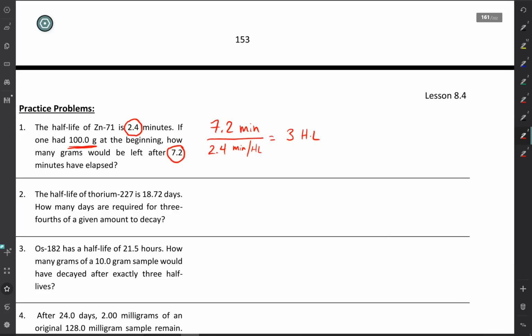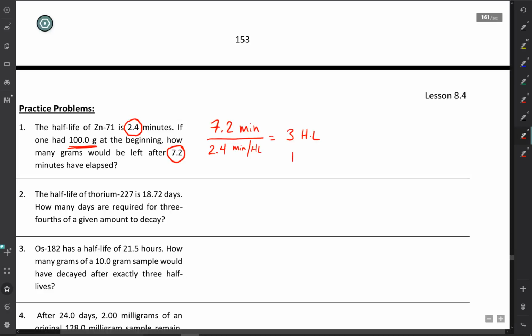The way I like to show this is I'll start off with my 100 grams. And a half-life cuts everything in half, so I'm just going to divide by 2. I put an arrow. 100 divided by 2, that's math I can handle, is 50 grams. Well, that's 1 half-life. Let's go through a second. I'll divide that by 2 again. I get 25.0 grams. 1 half-life, 2 half-lives. Let's divide by 2 one more time to get to 3 half-lives. And I've got 12.5 grams.